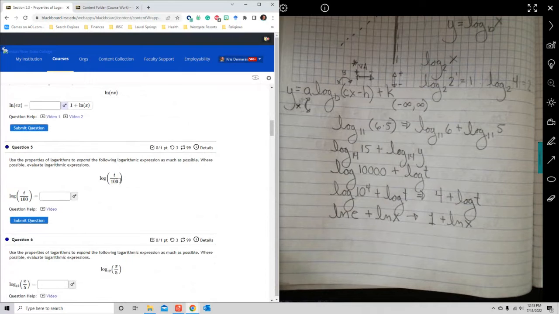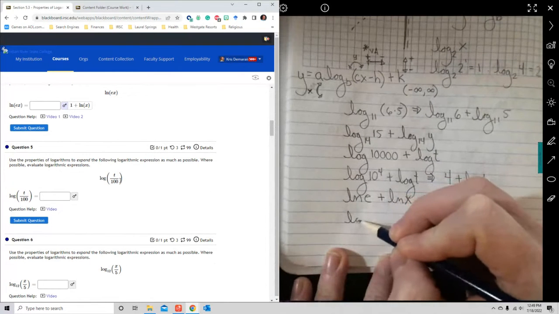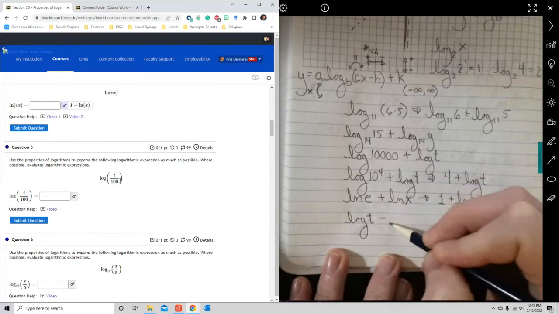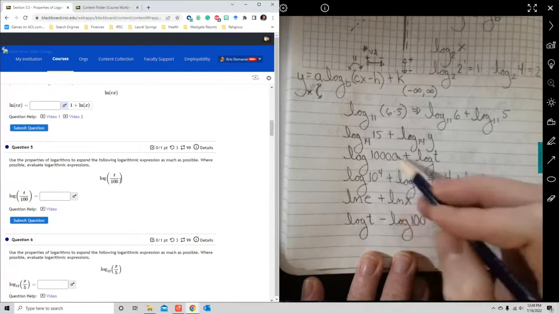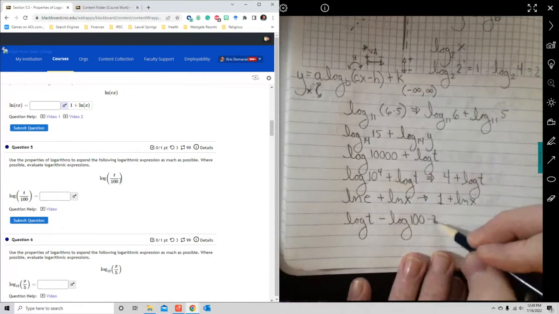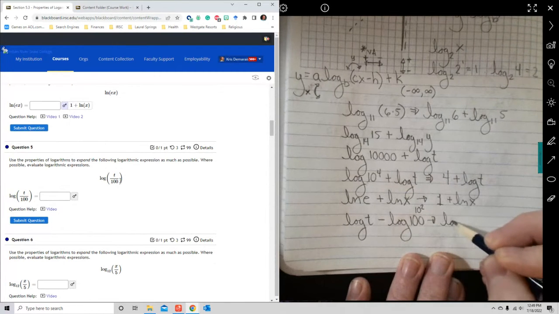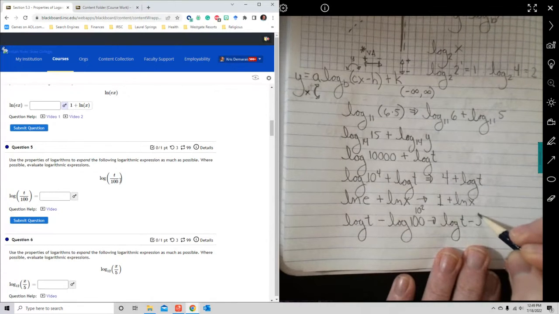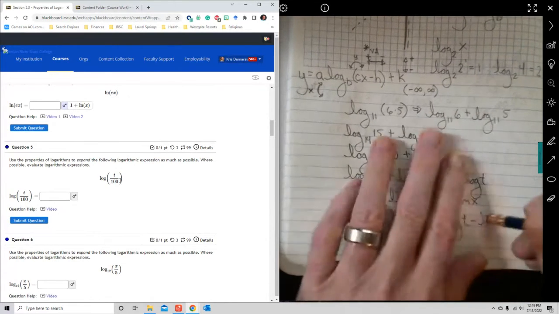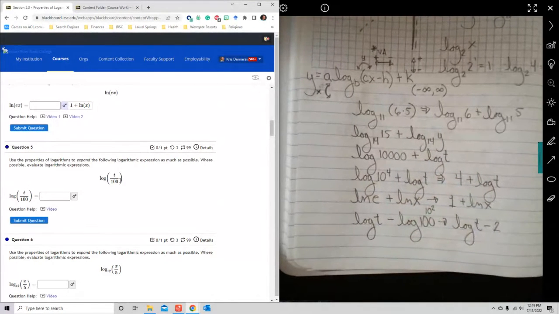Now, this, however, is the quotient rule because it's got division going on here. Because it's division, we're going to split this up where we put the log of t with a minus whatever is in the denominator. It's log of 100, but we know that this can be simplified, and we understand it to be 10 to the second power. Therefore, this is going to become log of t minus, and because these match, it's going to become 2. I'm not going to rewrite it out, I'm just going to put minus 2. All right, I'm saving myself a little bit of time.